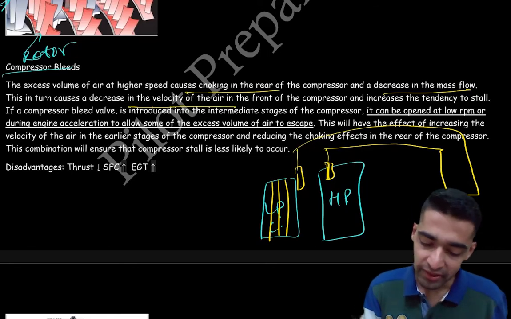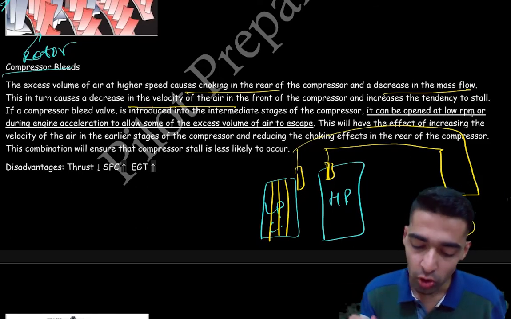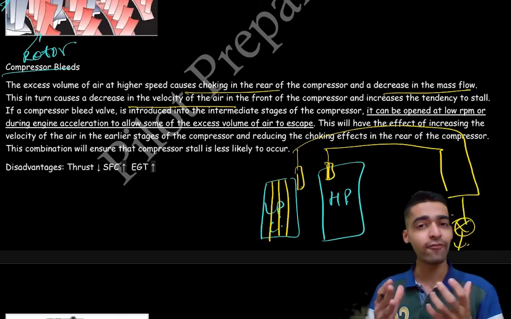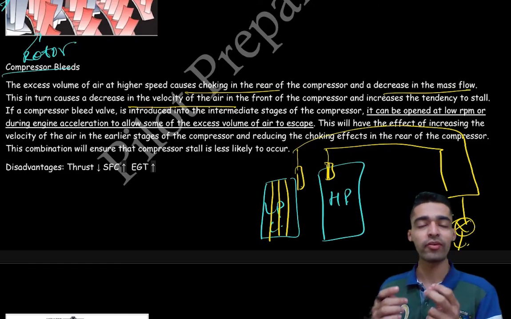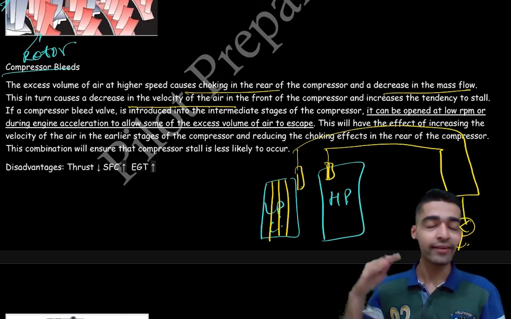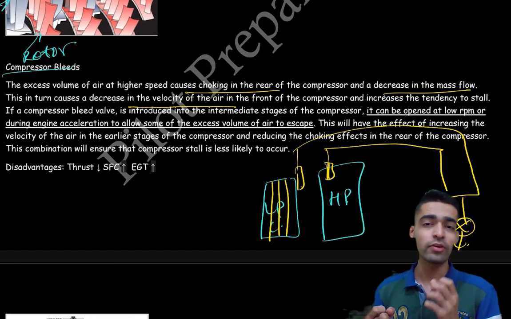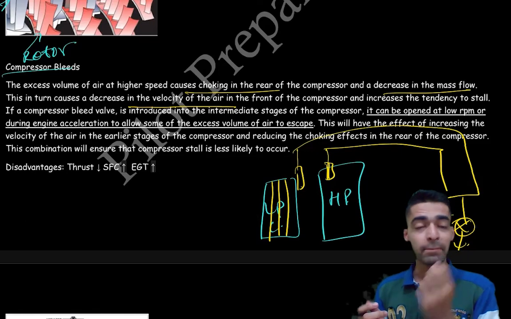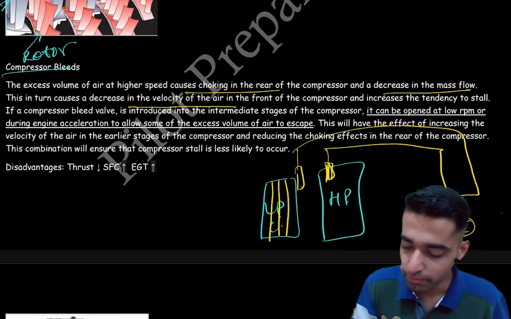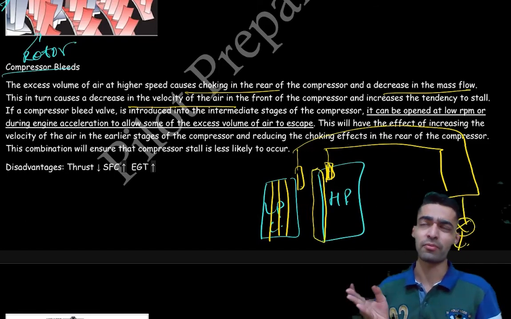increases the tendency to stall. If a compressor bleed valve is introduced into the intermediate stages of the compressor, it can be opened at low RPM or during engine acceleration to allow some of the excess volume of air to escape. So at low RPM, we don't want a high volume of air. To remove that high volume of air, we can have that compressor bleed right after the low pressure compressor. And during the acceleration of the plane, what will happen? Again, we'll get a lot of air because we are accelerating. So that air will not be able to be digested by the combustion chamber. So we want some bleed to get that excess air out. And this excess air can be brought out with the help of high pressure bleed. So right after the first stage of the high pressure compressor, there is a compressor bleed. And sometimes after two stages of the high pressure compressor, there is a compressor bleed.